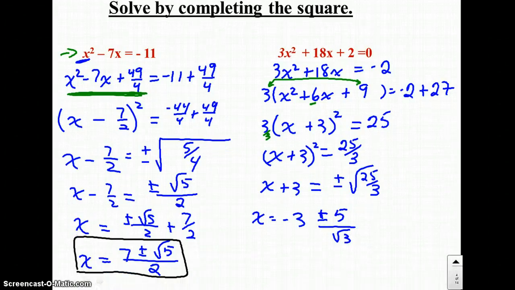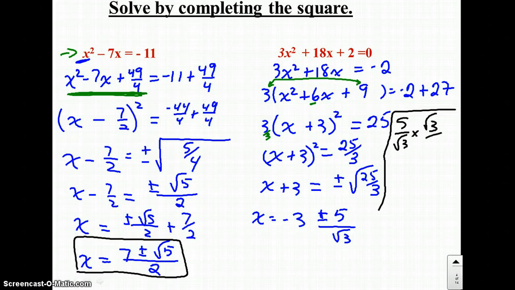So this is an acceptable solution, but we usually don't like having a radical in our denominator. So if you recall how to rationalize a denominator, we're going to take 5 radical 3 multiplied by radical 3 over radical 3. That's the value of 1. Radical 3 divided by radical 3 is 1, so we're going to change the form. So 5 times radical 3 is 5 radical 3. Radical 3 times radical 3 is just 3. That allows us to simplify the solution.